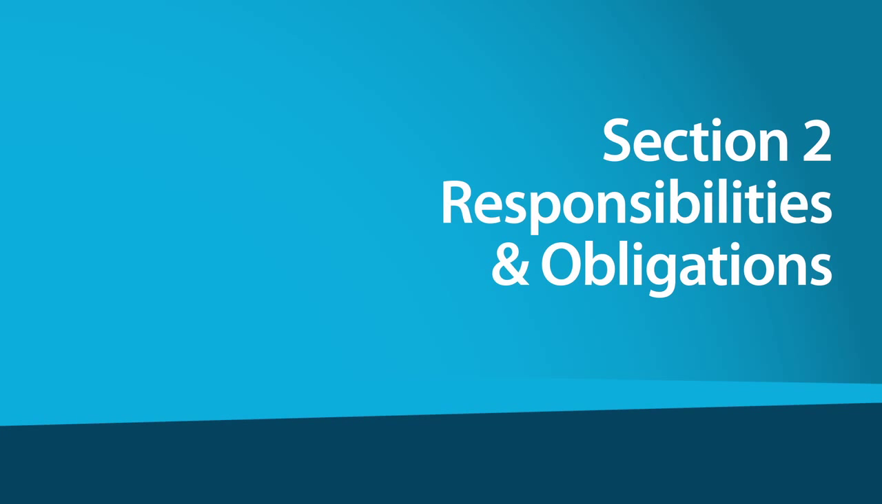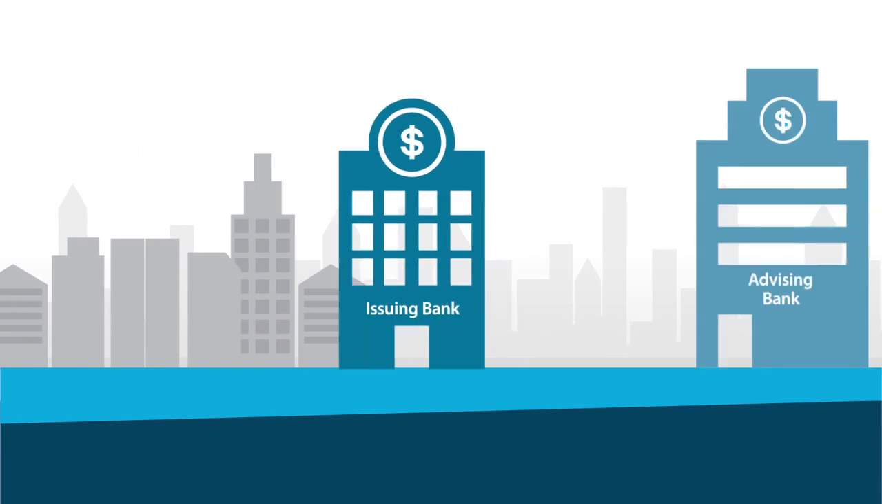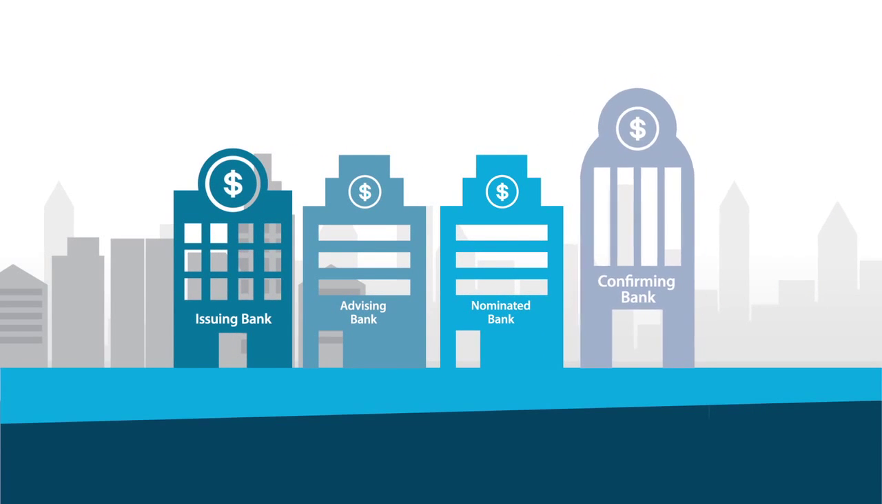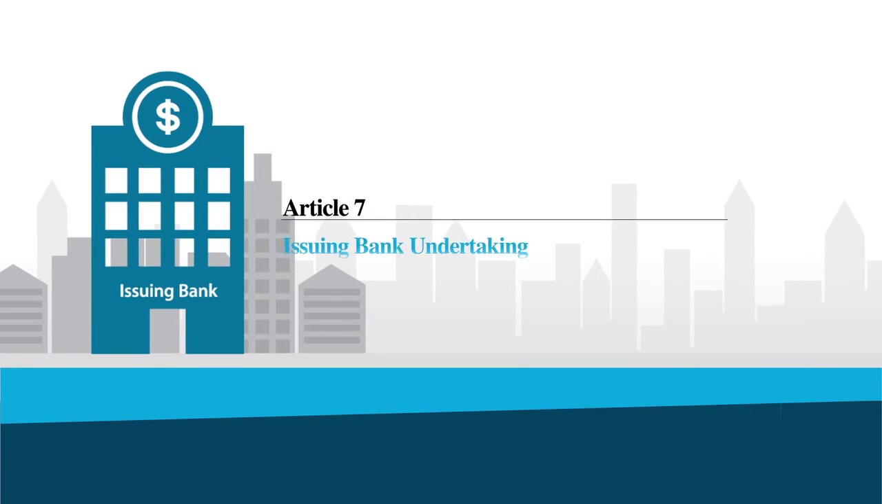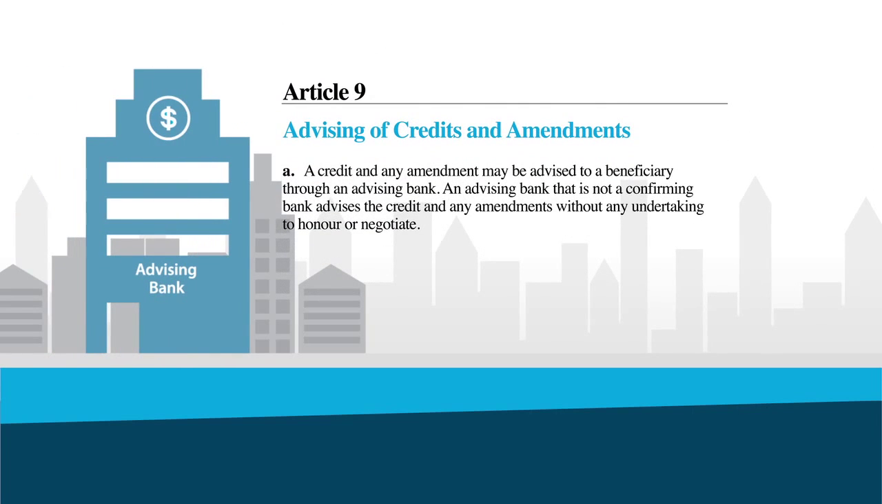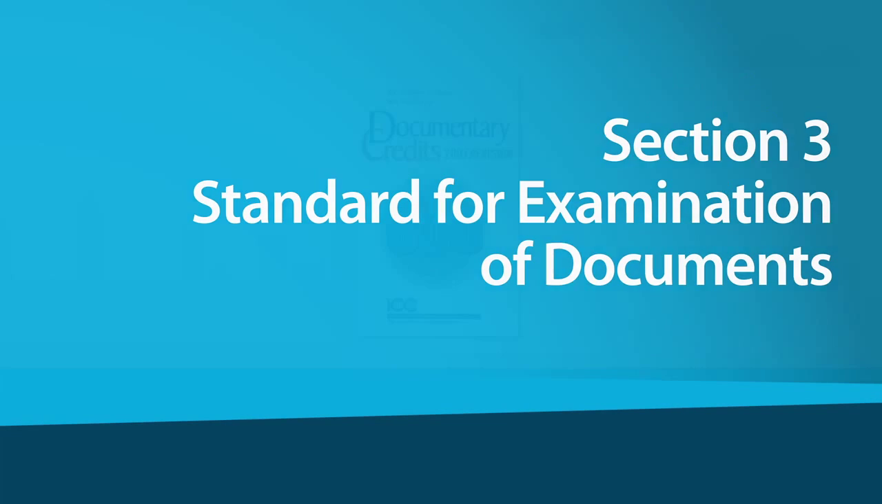Responsibilities and obligations. The next section provides the responsibilities and obligations of the issuing bank, advising bank, nominated bank, and confirming bank. For example, it provides guidelines on when an issuing bank should pay under a letter of credit. It also provides guidelines on what the responsibilities are of the advising bank when advising the letter of credit to the beneficiary.